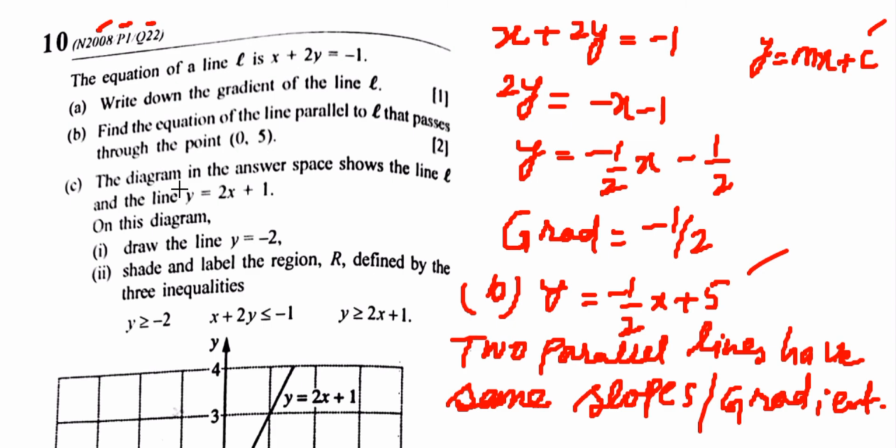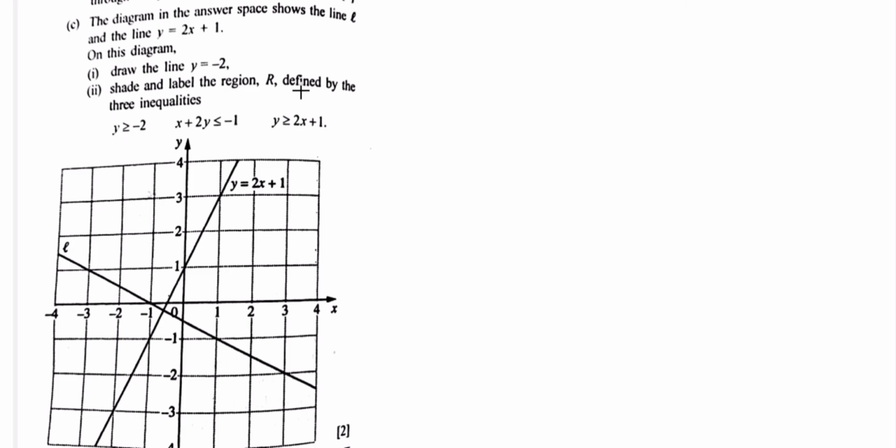The diagram in the answer space shows the line L and the line y is equal to 2x plus 1. We'll move to the next page. This represents the graph of y is equal to 2x plus 1, and this is our required line L. The required line L means the given line x plus 2y is equal to minus 1. This is the equation of line L.